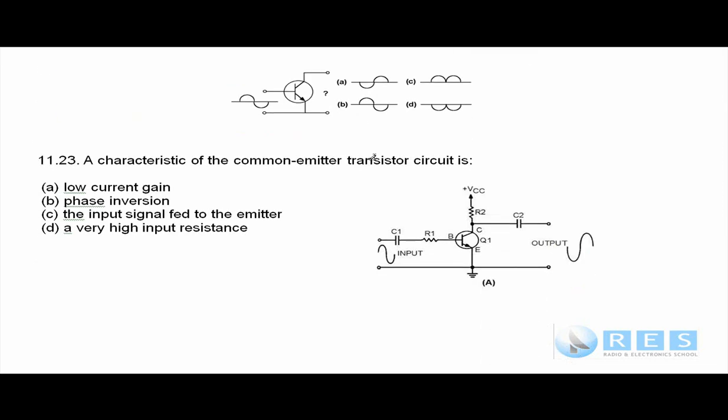Let's look at question 1123, which is related to the last question. The characteristic of a common emitter transistor circuit is phase inversion. They're not asking you by how much, but it's actually 180 degrees. And you can see the input signal there, and the output signal is phase shifted by 180 degrees, whereas that's going up, this is coming down, this is coming down, that's going up. That's a 180 degree phase shift.